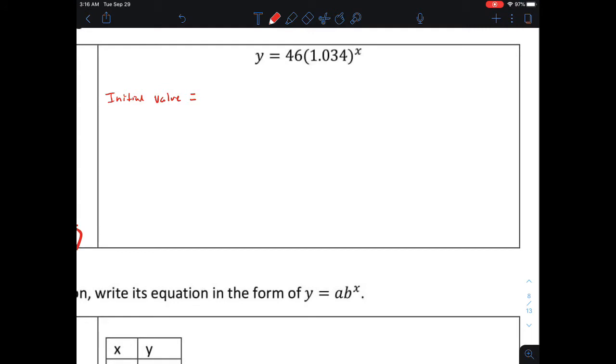All right, let's look here at this next problem. We want to do the same thing. So we're given an exponential function. I know it's an exponential function because I have x in the exponent. And it's in the form y equals a times b to the x power. So the initial value is whatever a is. Well, a in this case is going to be 46. Now we want to identify what b is. So b is going to be the number that has the exponent. So b is equal to 1.034. Now, since that number is larger than 1, this is going to be considered an exponential growth function.